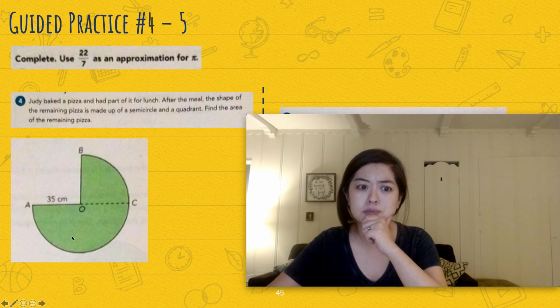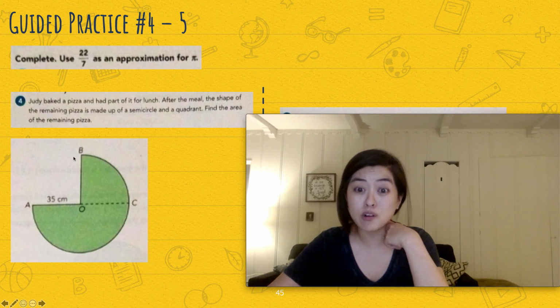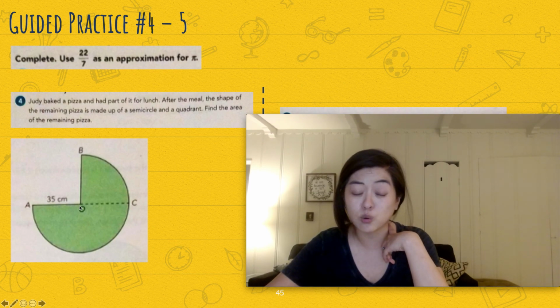the leftover pizza is, I know my quadrant part is like 1/4 of the whole circle, right? What about the leftover part? What's the fraction that represents it? It's actually 3/4 of the entire circle, isn't it? Do you see that? So here's like one quadrant, here's another quadrant, and here's another quadrant. So that's 1/4 plus 1/4 plus 1/4, and that's 3/4.